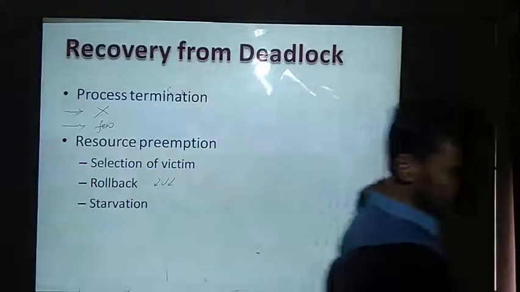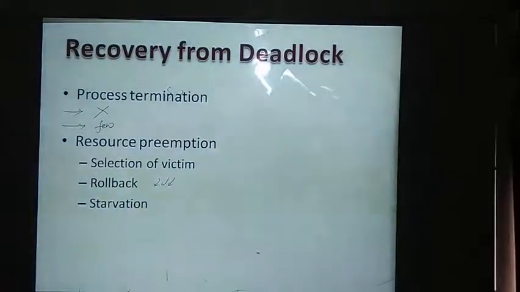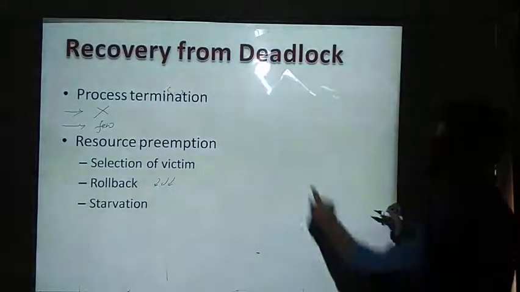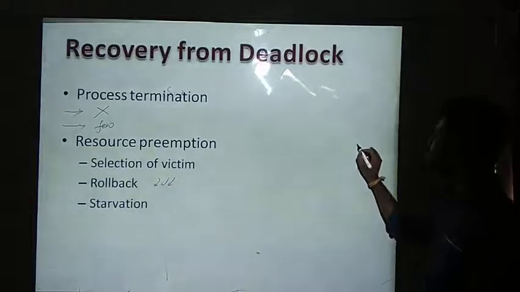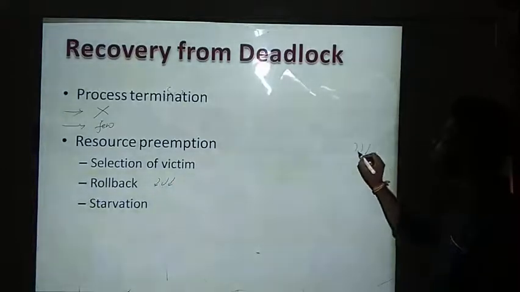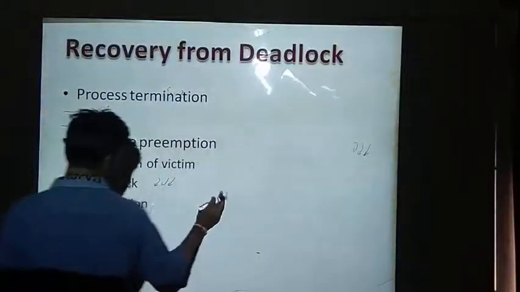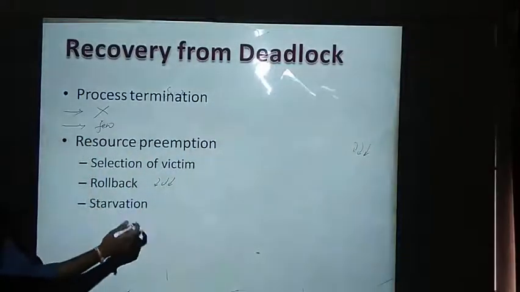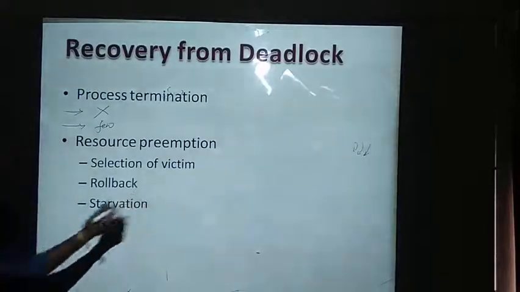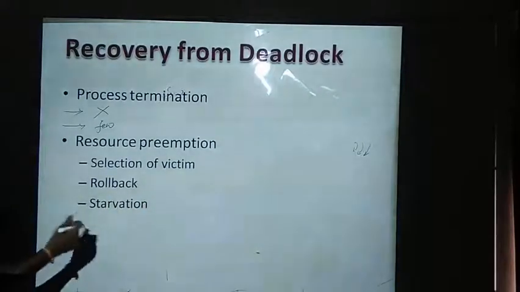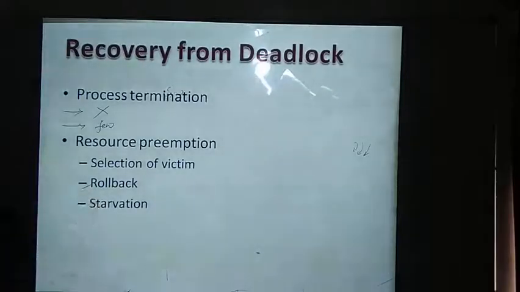Rolling back is needed because the process whose resources were preempted cannot continue normal execution, as its resources are taken back. As I told you in the previous case of process termination, we will be going for those processes which will not lead us to the deadlock situation. In this, we take the resources from the processes so that resources will be free to execute the other processes. That is done by the rollback.